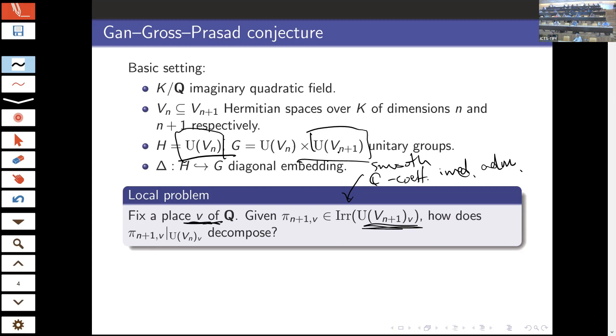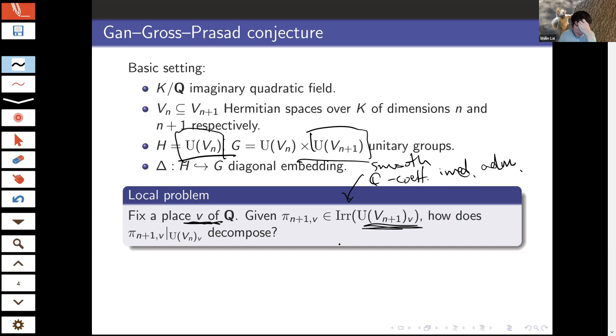So this would be a generalization of the classical branching theorem, where if you have a representation on a compact unitary group and we restrict to a smaller unitary group. But because we're in this more general situation, it may not decompose with finite multiplicity. Well, it may not decompose discretely.